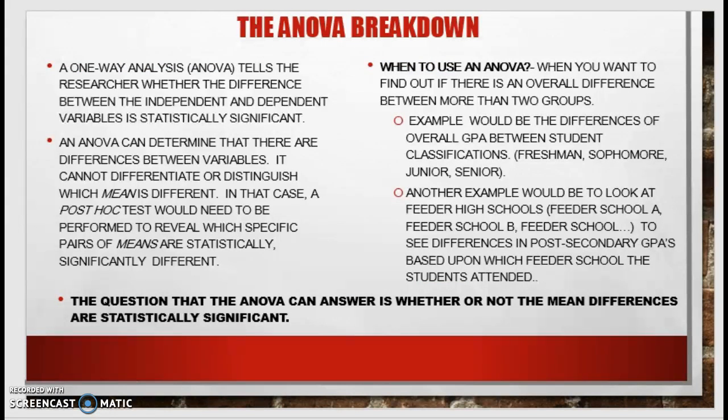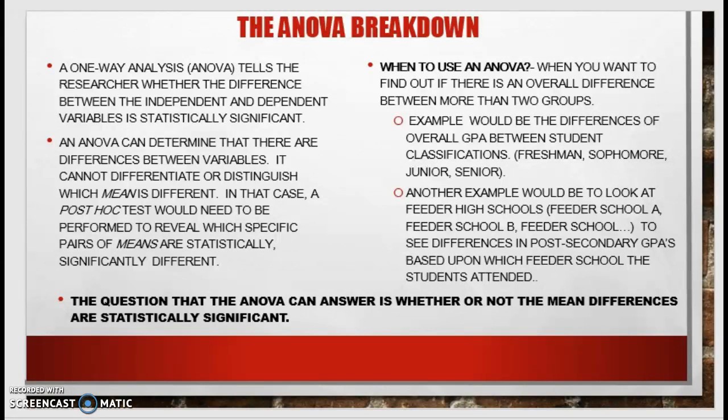An ANOVA tells the researcher whether the difference between the independent and dependent variables is statistically significant. An ANOVA can determine that there are differences between variables. It cannot, however, differentiate or distinguish which mean is different. In that case, you would have to perform a post hoc test.